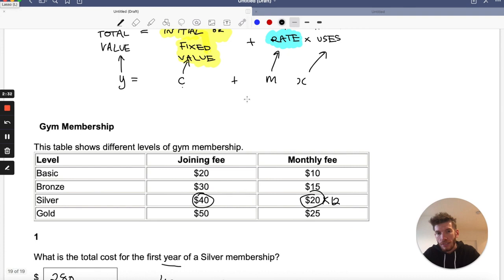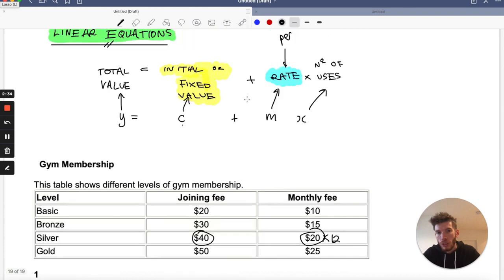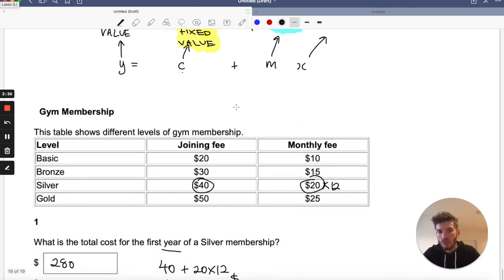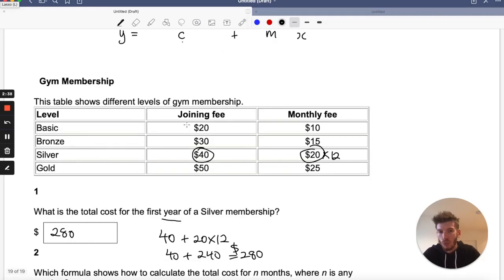So we can ask ourselves, well, first of all, which one was the initial or the fixed value? So the thing that's only paid once, is it the joining fee or is it the monthly fee? Clearly, you would only pay once. Once you've joined, that's all you need. So this here is going to be like the C value, our fixed fee. And then the rate is the monthly, because that would be dollars per month. And we get that word per in there, right? And so this here would be like our M, or our rate or gradient.